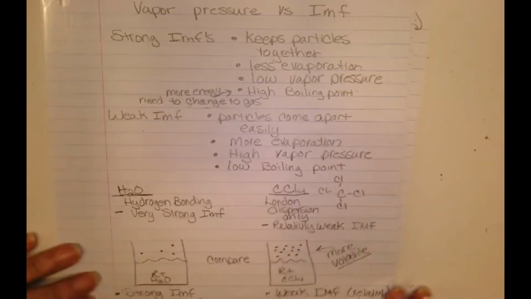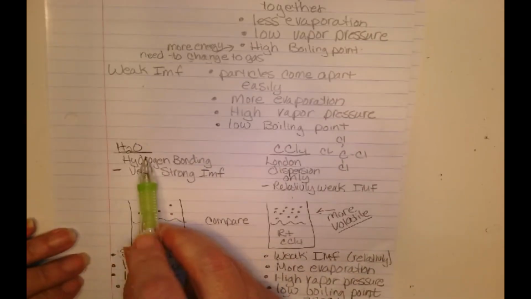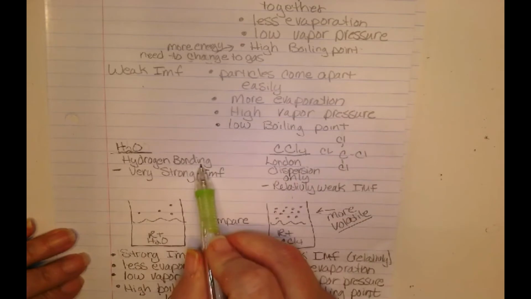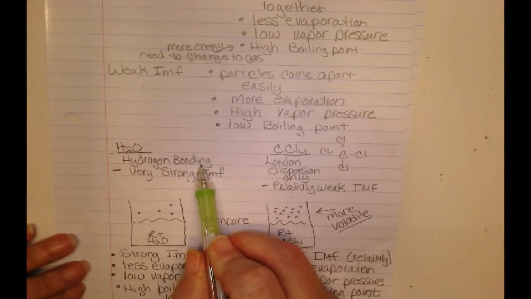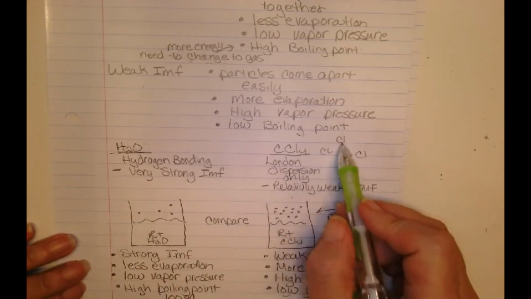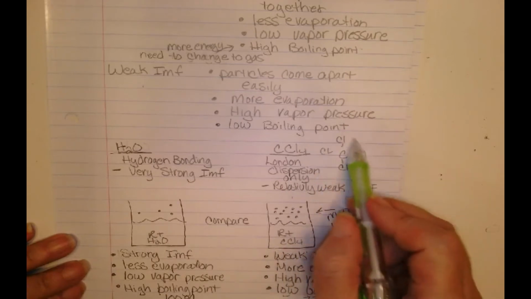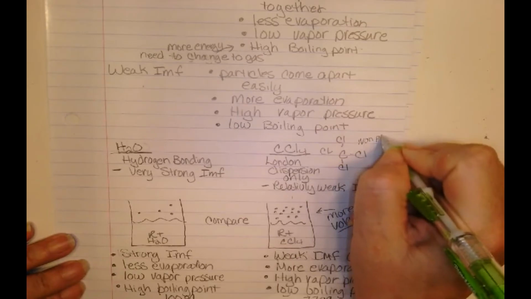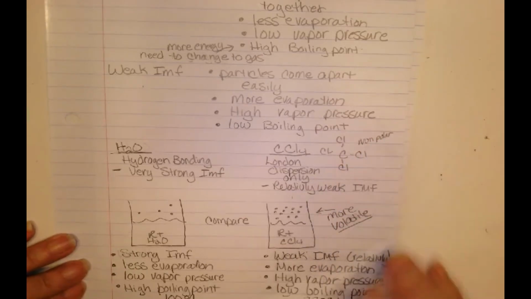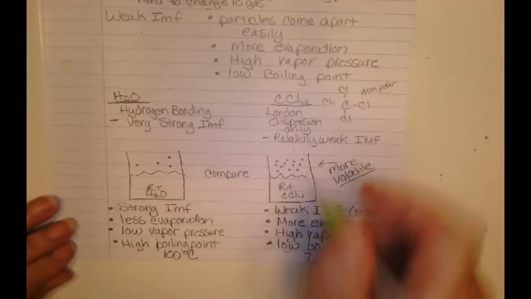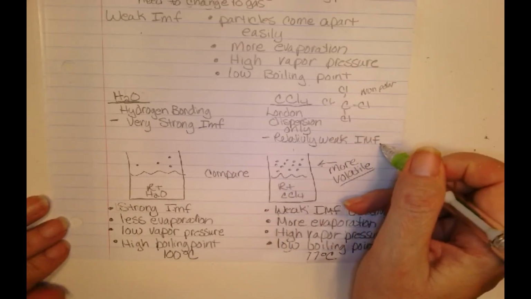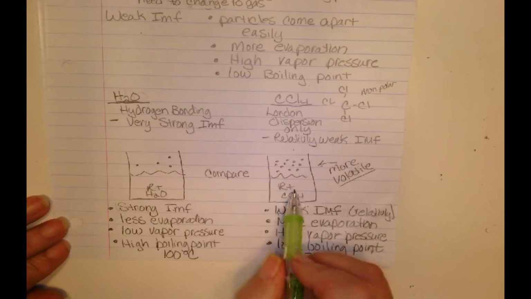So let's compare our water to our carbon tetrachloride. Now, water has hydrogen bonding, and we said that was very, very strong. Carbon tetrachloride is surrounded, my carbon's surrounded by all the same guys, which means this is nonpolar, okay, which also means that I have London dispersion only, which means I have relatively weak intermolecular forces. So let's compare these at room temperature.